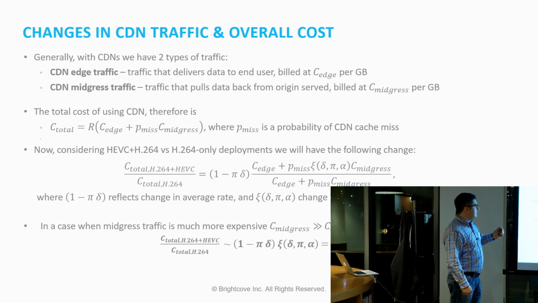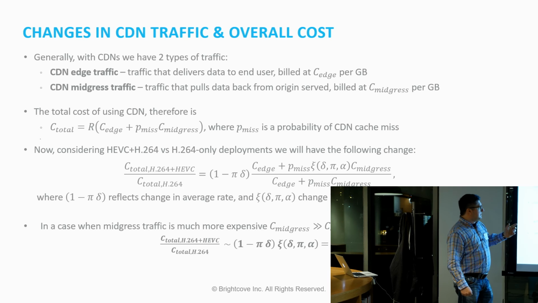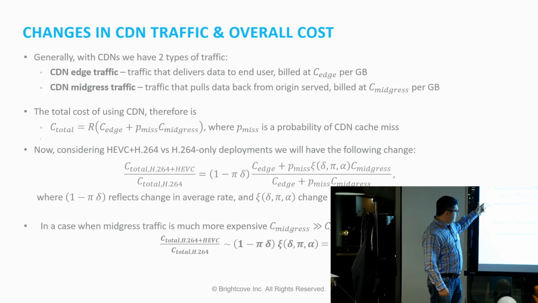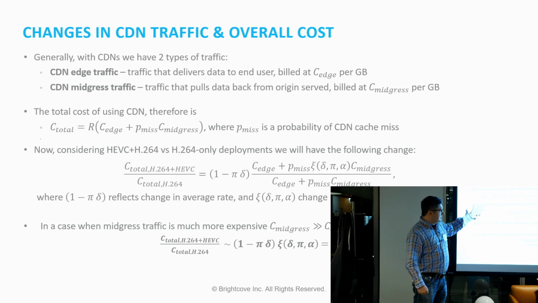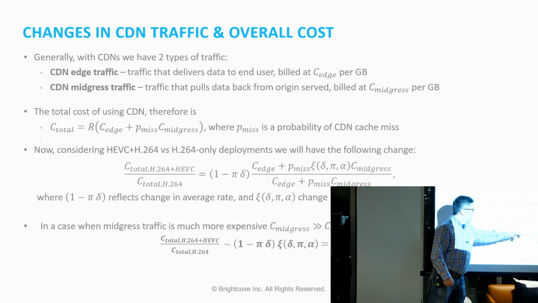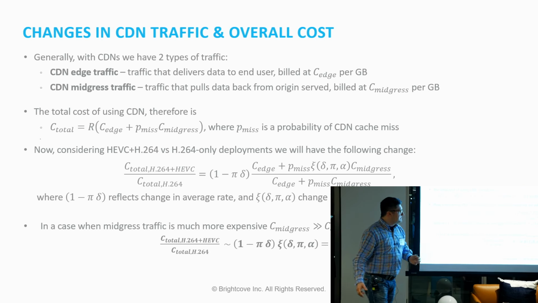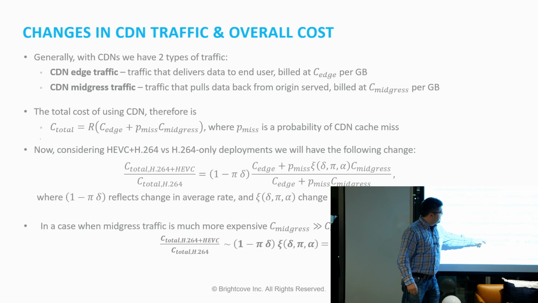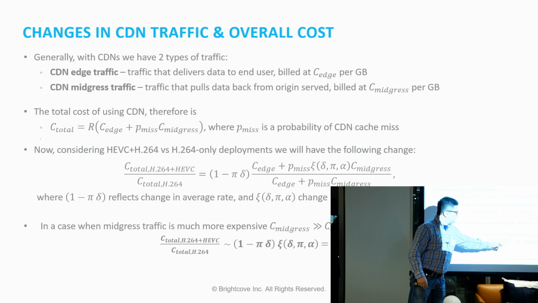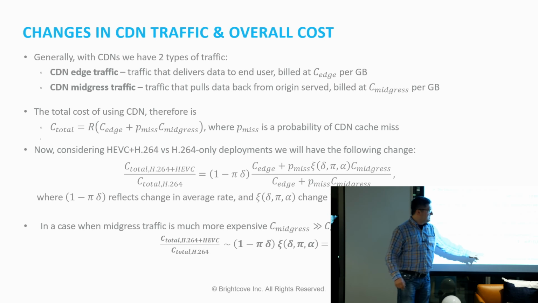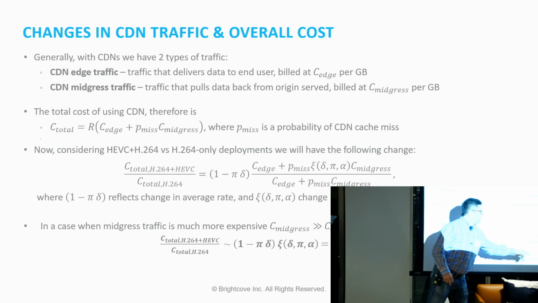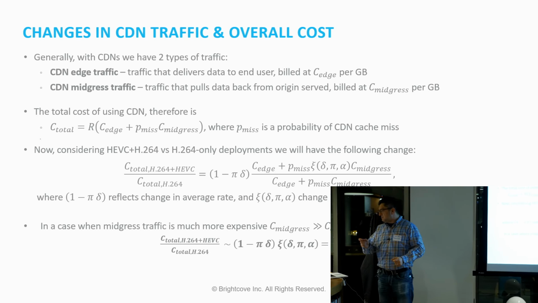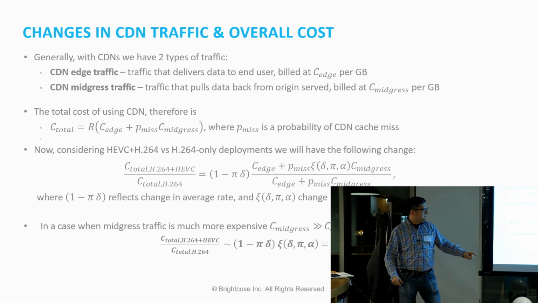If we do have a situation where the midgress traffic is much more expensive, which is the case with many CDNs, then the ratio of total cost of sending H.264 plus HEVC over HEVC boils down to this expression. So this Xi, which was our fraction indicating the change in cache miss, is just one factor. The other factor is 1 minus P delta.